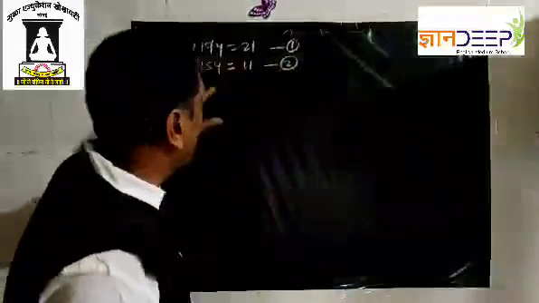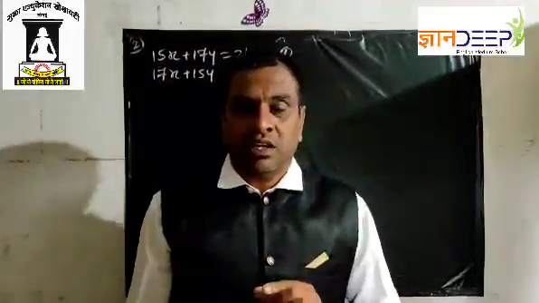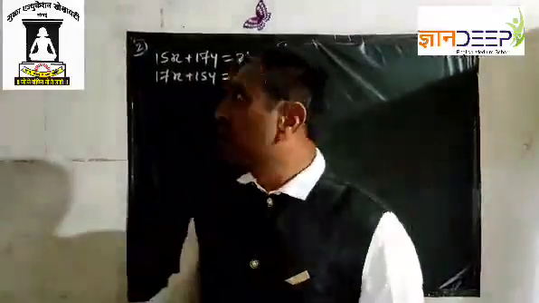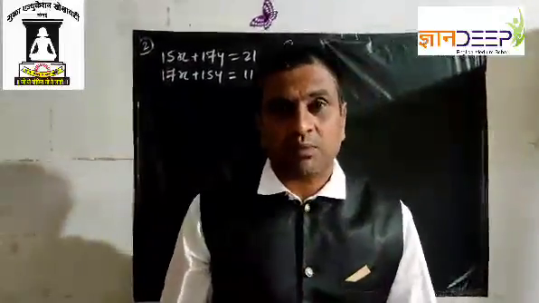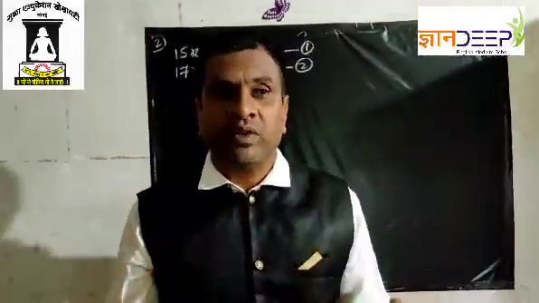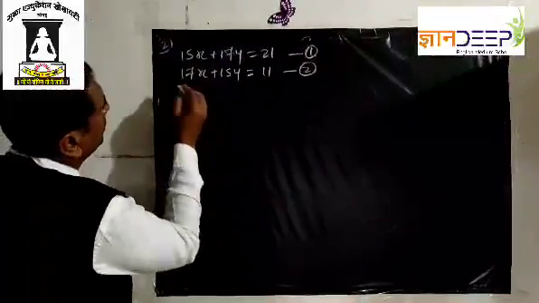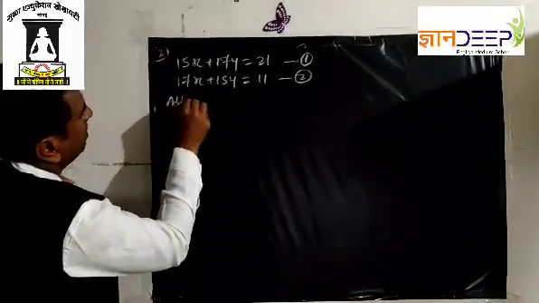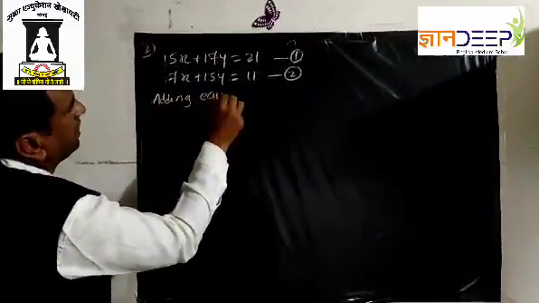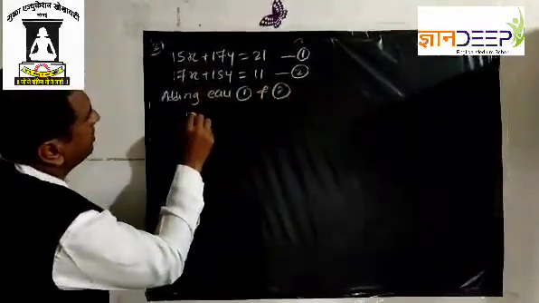When this type of equations comes, to solve them, first add these two equations, then subtract these two equations, and you will get two simple equations. Then eliminate the term and solve. First, do the addition, adding equations 1 and 2.